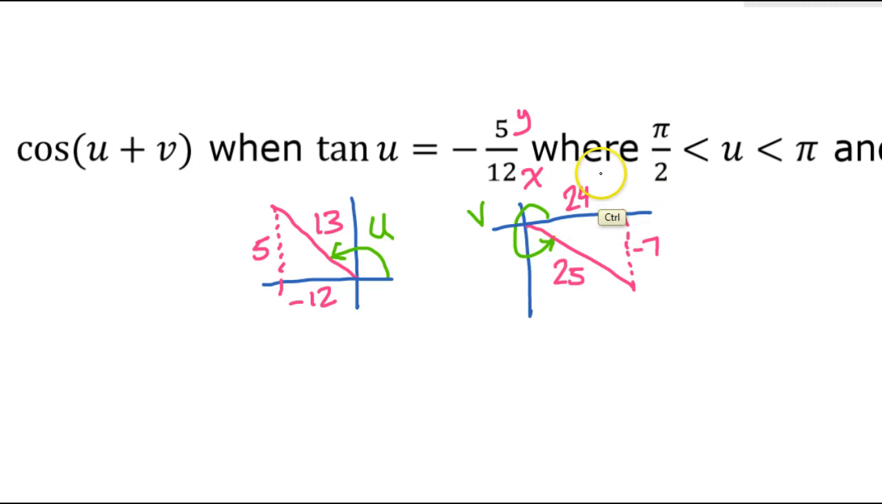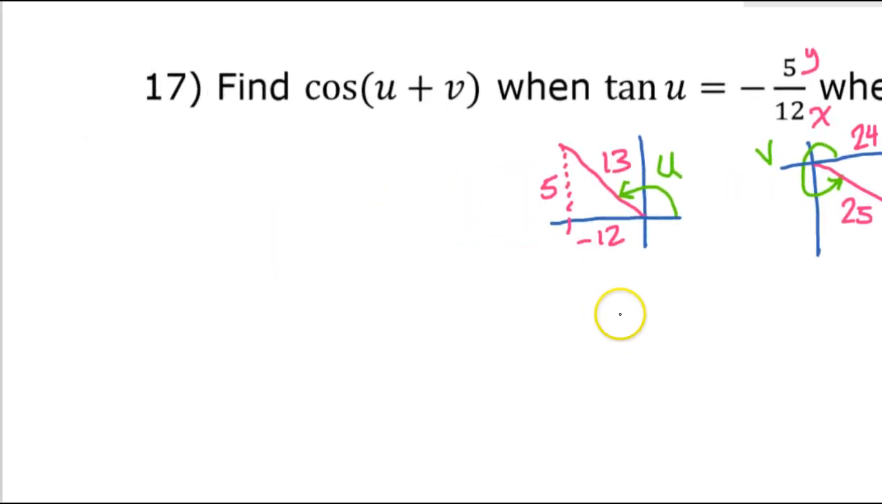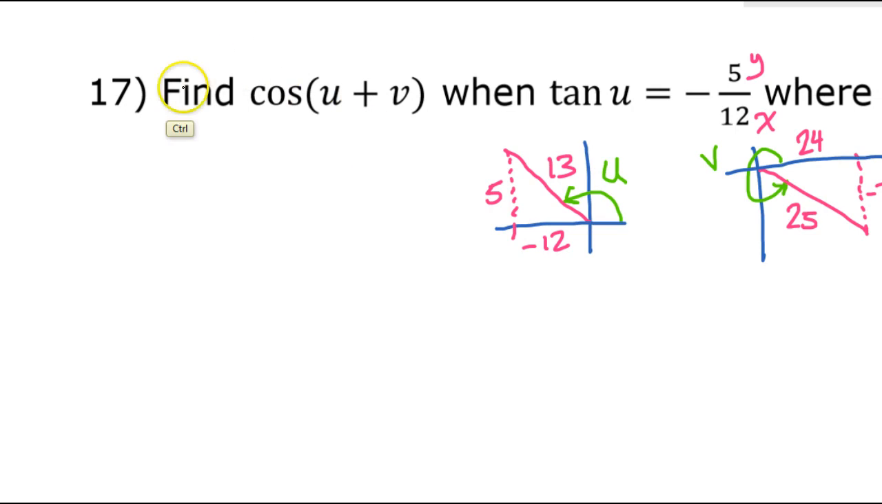If you don't have some of these triples memorized, just do the Pythagorean theorem real quick and you'll figure out that this is 24. Okay, so now we have the x, the y, and the r. So now let's go back and do the formula. Cosine of a sum goes cosine, cosine, minus sine, sine. So that's what I'm going to do. I'm doing cosine u, cosine v, minus sine u, sine v.